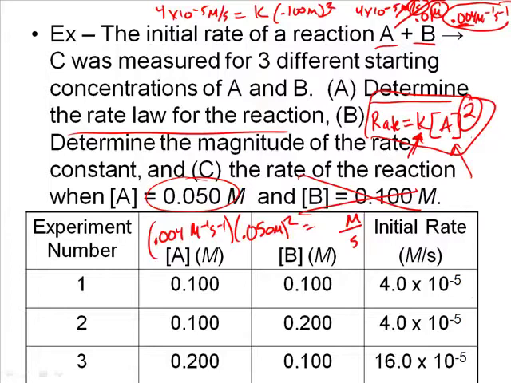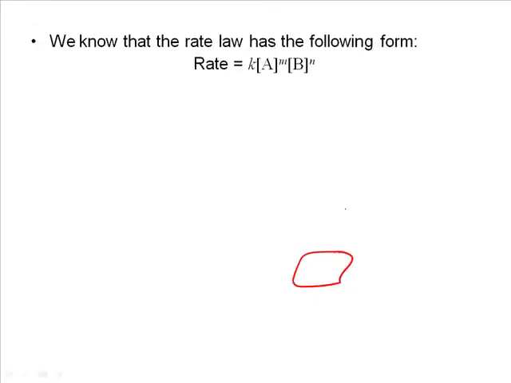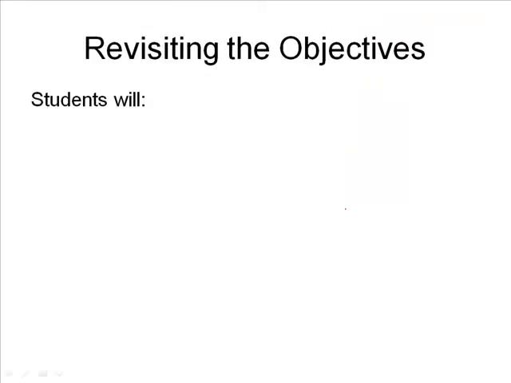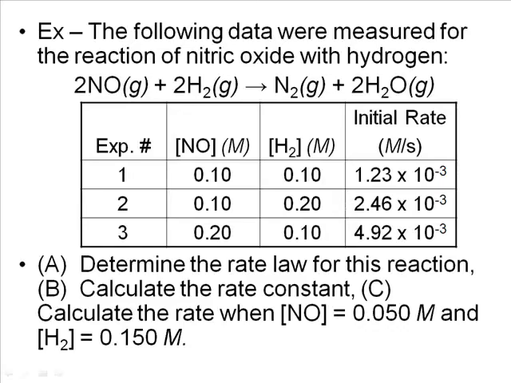So 0.004 times 0.05 squared equals, if we put it in scientific notation, 1 times 10 to the negative fifth would be the correct answer for C. Okay, let's look at one more. So we've got 3 experiments again.